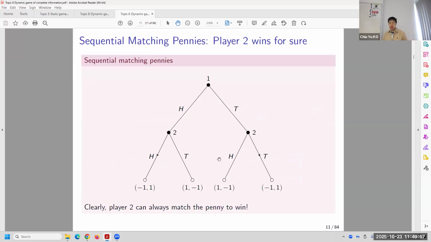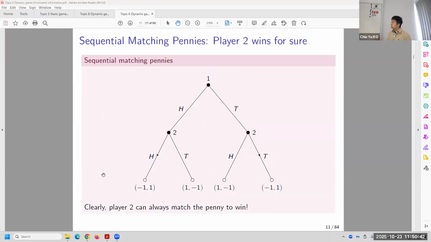Why? Because you can see, if player 2 chooses H here and T there, player 2 will surely win, right? Why? Because player 2 gets 1 here and 1 there, and -1 for the others. So HT is a dominant strategy, right? The other things are dominated by this one. So you can't beat this one, this is always the best, and you should expect this will happen.